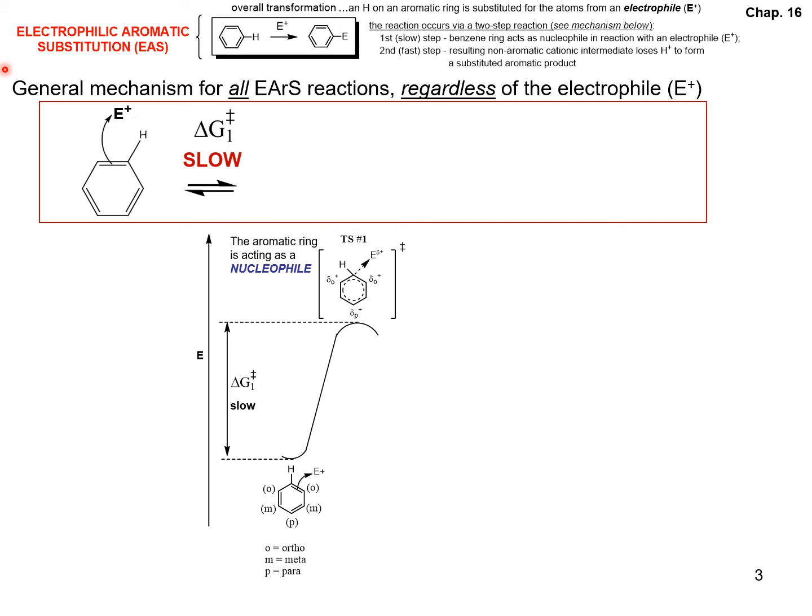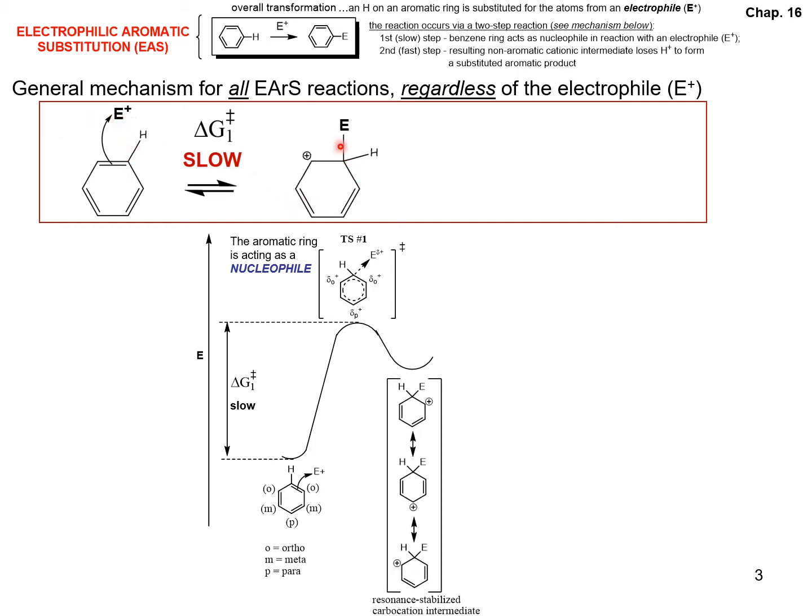The first step is the slow step. That's where benzene is acting as a nucleophile, using a pair of its electrons in the pi system to make a new bond between one of the carbons on the ring with the electrophile. So this bond between C and E, the two electrons here, came from this double bond right here. You end up with a resonance stabilized cation. The resonance structures are shown below here in this reaction energy profile.